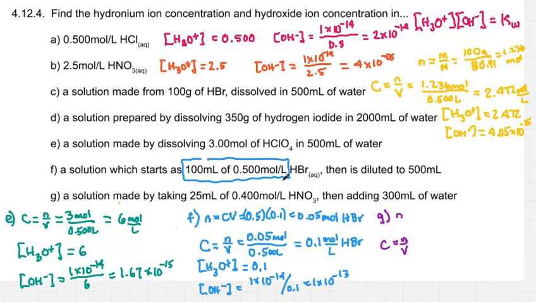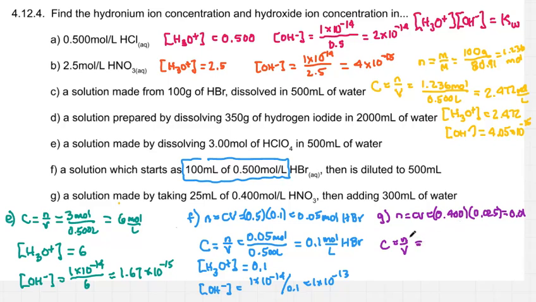What's our number of moles? Well, we started with 25 milliliters of 0.4 mole per liter nitric acid. So N equals CV equals 0.4. That was the original concentration. 25 milliliters is 0.025 liters. And that gives me 0.01 moles of nitric acid.